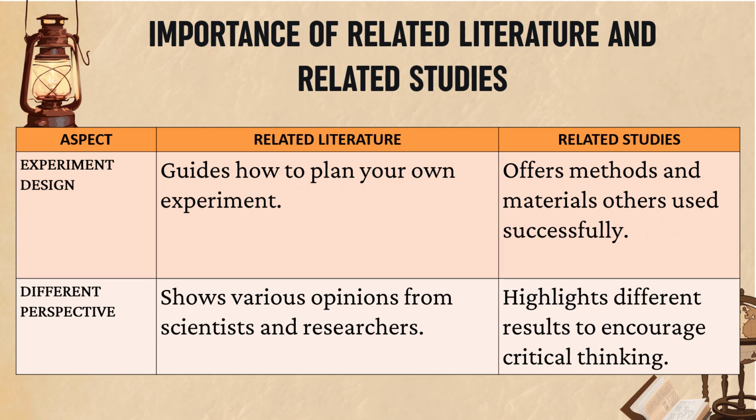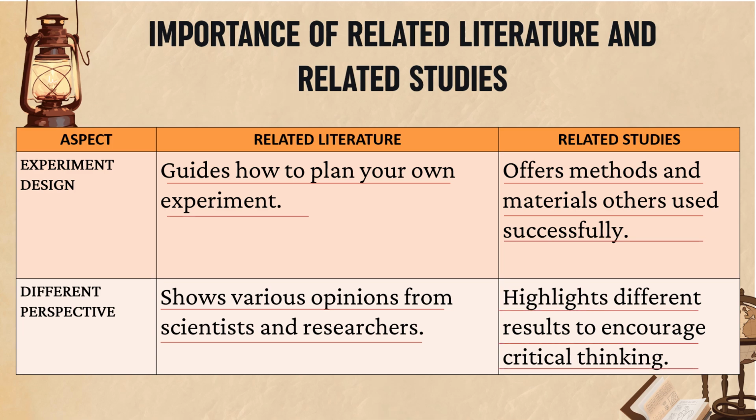In terms of experiment design, related literature guides how to plan your own experiment. It shows what to consider and what to include, while related studies offer methods and materials others have used successfully. In terms of different perspectives, related literature shows various opinions from scientists and researchers about your topic. This helps you see the topic from different angles, while related studies highlight different results to encourage critical thinking.